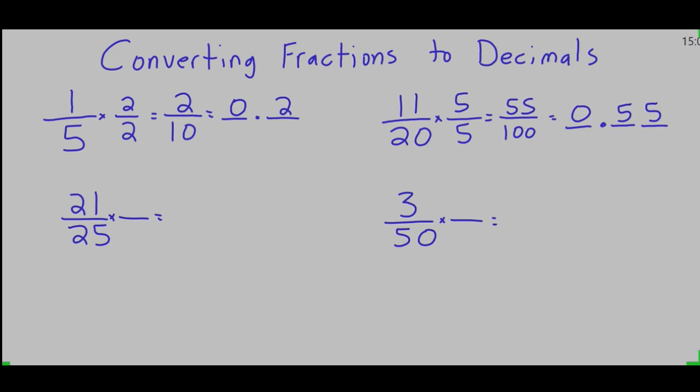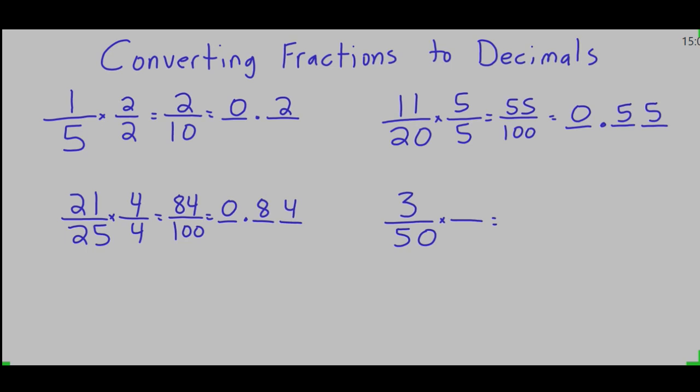All right, if you haven't got the answer yet, pause and resume the video once you have solved these. First one, I can turn a 25 into 100. Well, 25 times 4 gives me 100, so I'm going to multiply the top by 4. So 21 times 4 gives me 84 hundredths, which would be, here's my ones, my tenths, my hundredths. 84 hundredths.